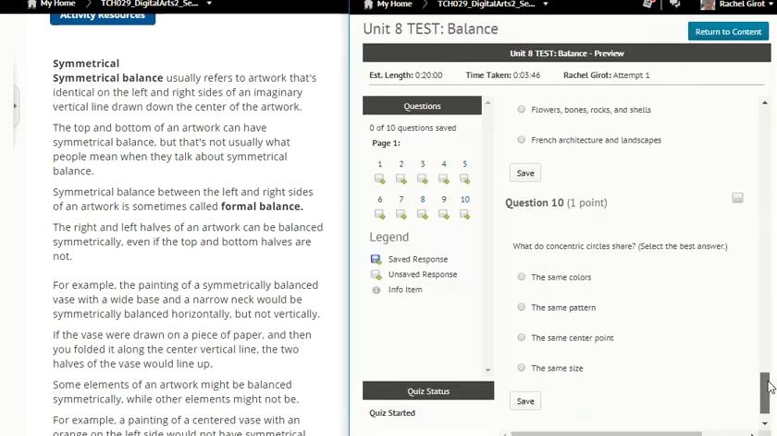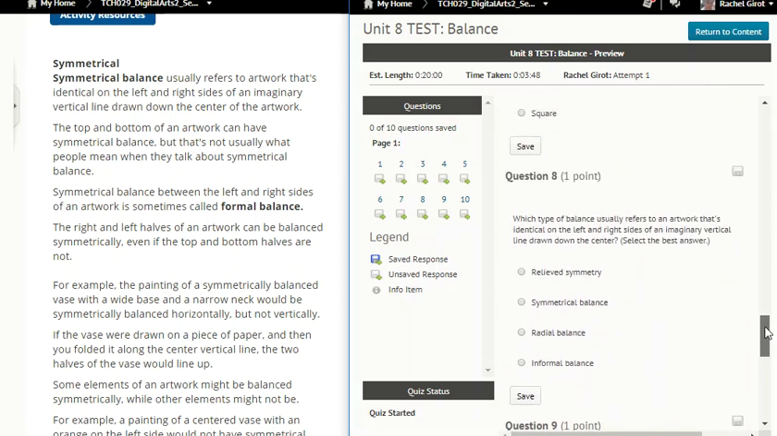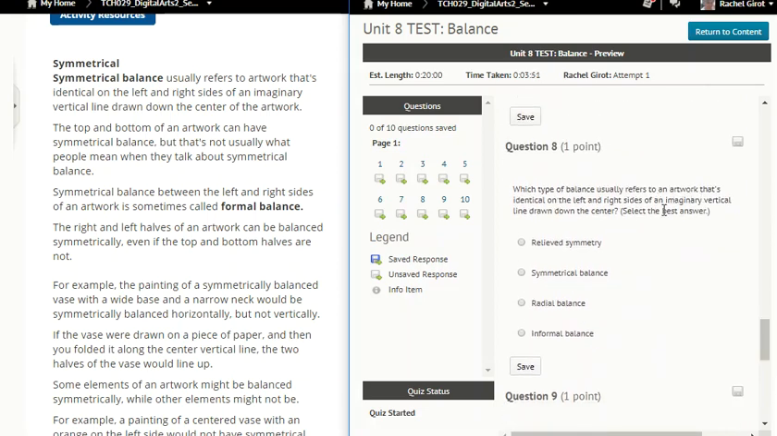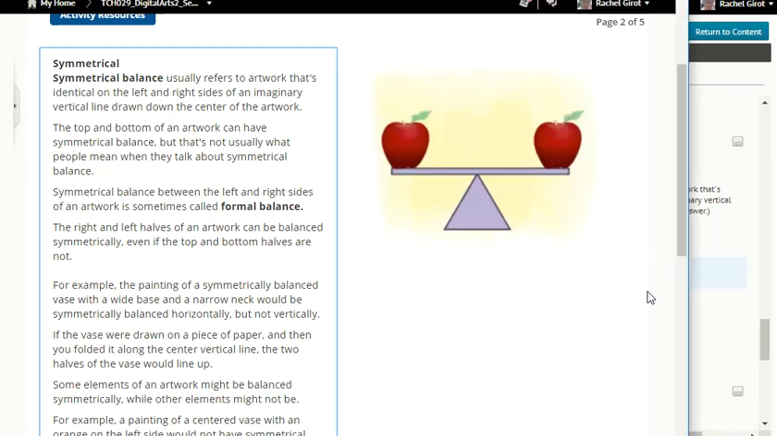I saw that over here. Which one was that? Refers to an artwork that's identical on the left and right sides. That's symmetrical balance. Boom. The top and bottom of an artwork can have symmetrical balance, but that's not usually what people mean when they talk about symmetrical balance. Symmetrical balance between the left and right sides of an artwork is sometimes called formal balance.